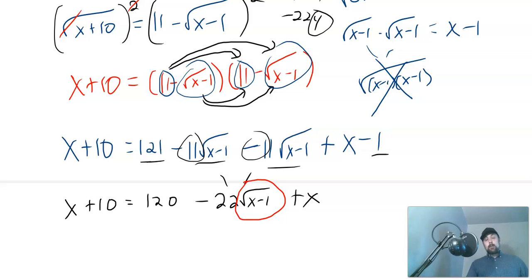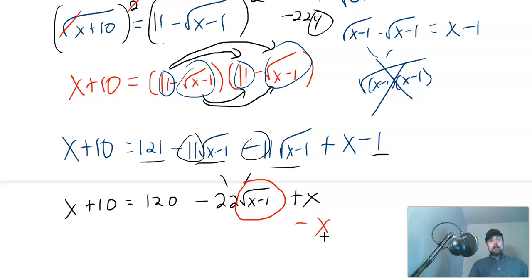Let's get rid of that square root now. How do I get rid of this square root? Get it by itself and then square both sides again. So again, the best way to get rid of a square root is to isolate it first, then raise it to the second power to cancel it out. So let's isolate it first.